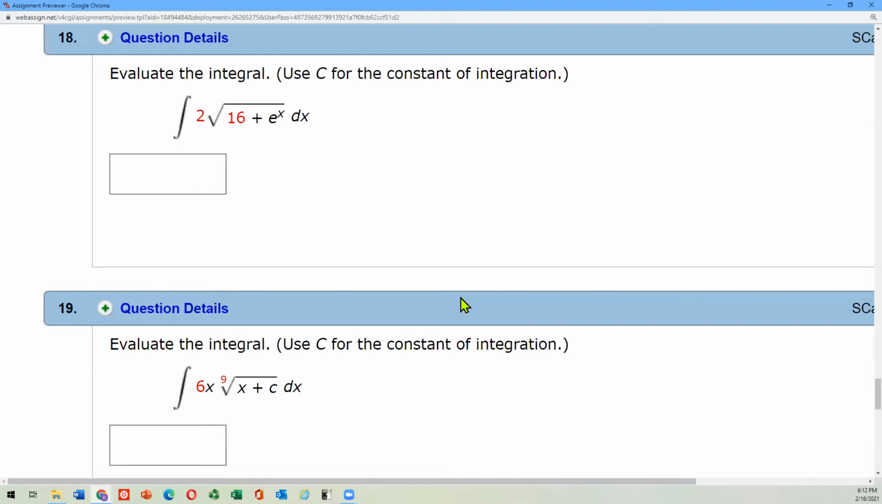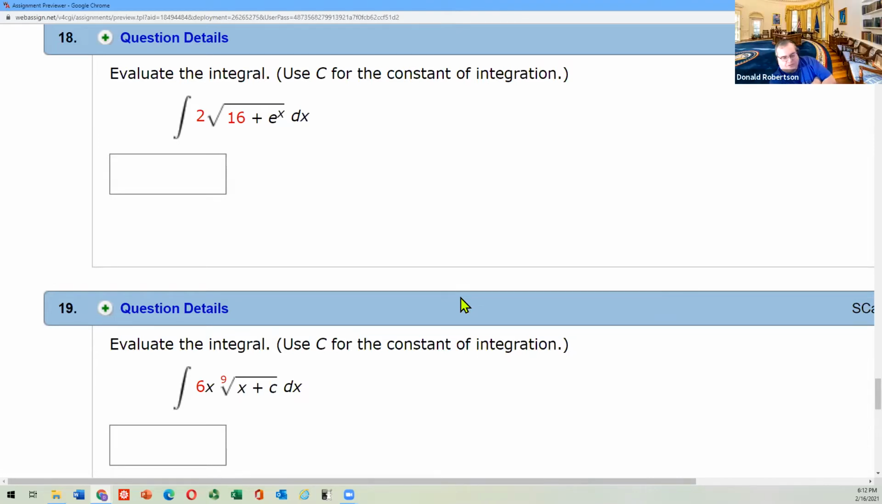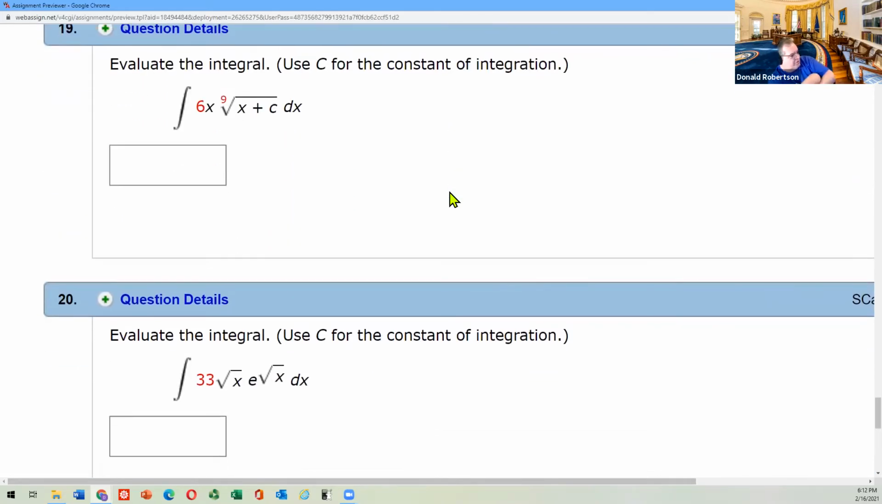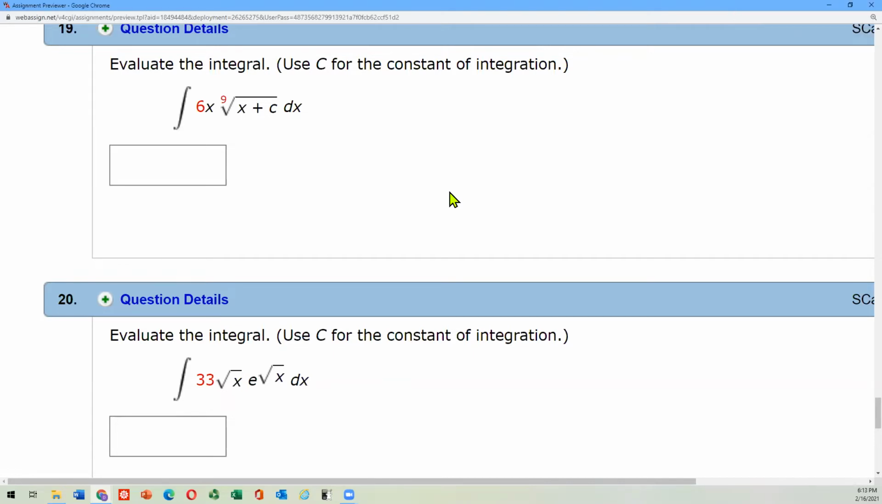I want to say 16 plus e to the x. Go for it. That's the one that works. Right. That's the one that works. What do you think it's going to be in 19? So u sub. Any thoughts on the u sub in 19? X plus c. Yeah, x plus c.